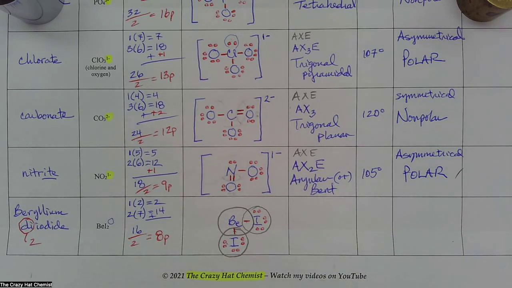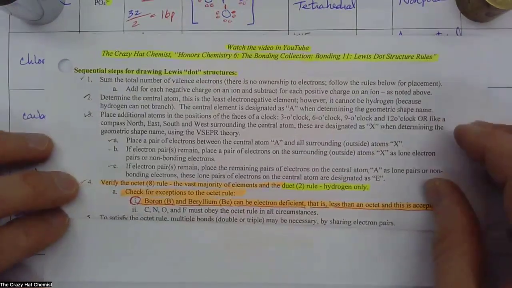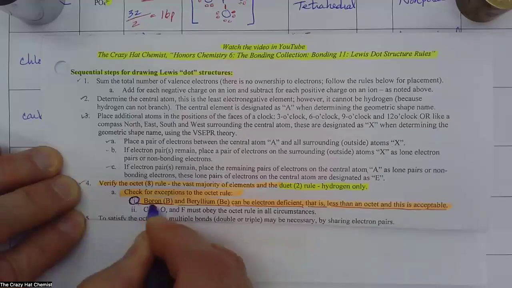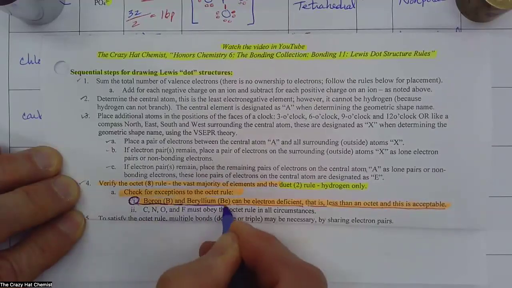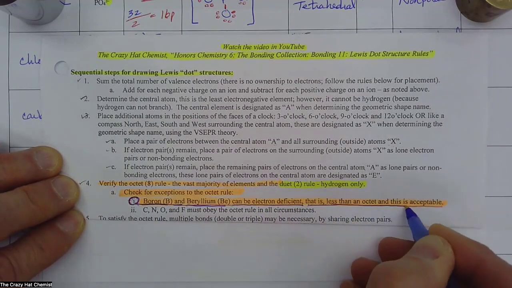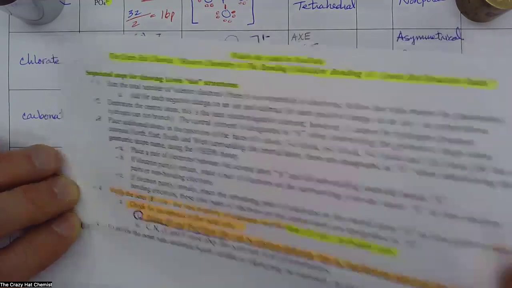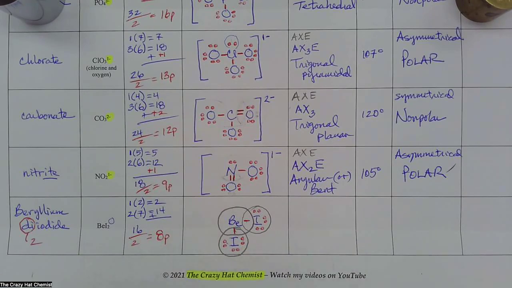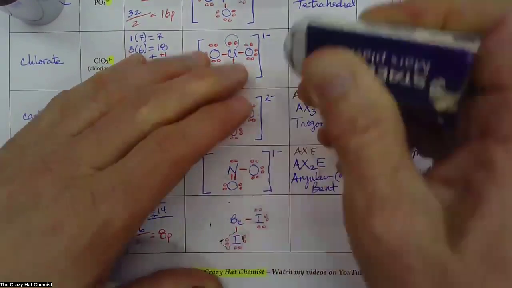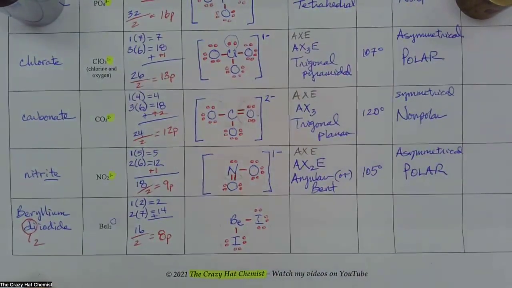we have done this on one of the other worksheets, and I just want to delineate this one more time. And this is this rule right here. Boron and beryllium can be electron deficient. That is less than an octet, and this is acceptable. In fact, that's what's happening here. So do not double bond a halogen. Okay, so we're going to erase this right here. And here we go. That is going to be acceptable.